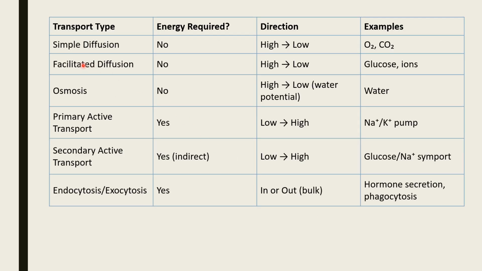Transport types. Now this is just like a summary. In simple diffusion, energy is not required, and in facilitated diffusion also no energy. Only in secondary active transport there is energy required. In exocytosis there is energy required. In primary active transport there is energy required. The directions are high to low, high to low, high to low, low to high, low to high, and in or out in bulk. So these are all the examples, direction and energy required.